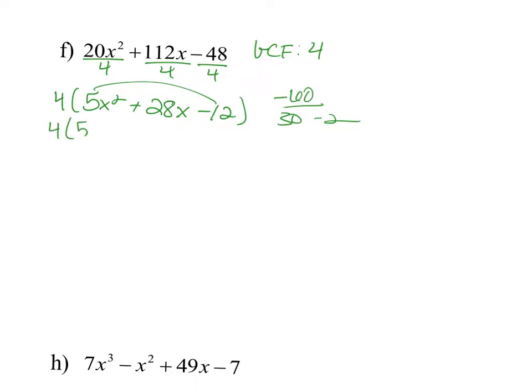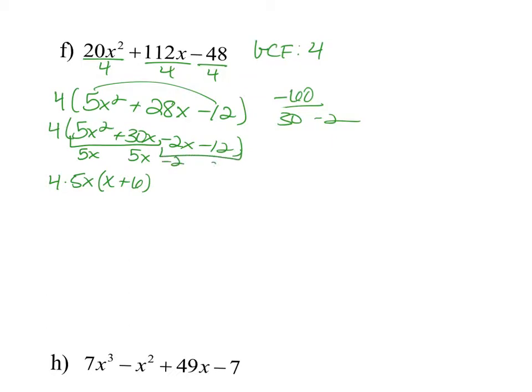So replace the middle term and do a little factor by grouping here. So my GCF here is going to be 5x. And that's going to give me, when I divide that, x plus 6. Here, my GCF is a negative 2. And when I divide, that gives me an x plus 6. 5x minus 2. There we go.